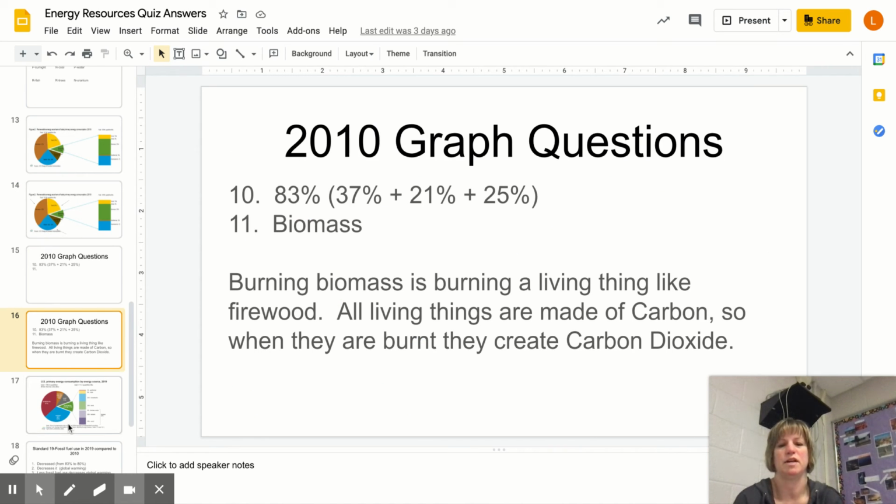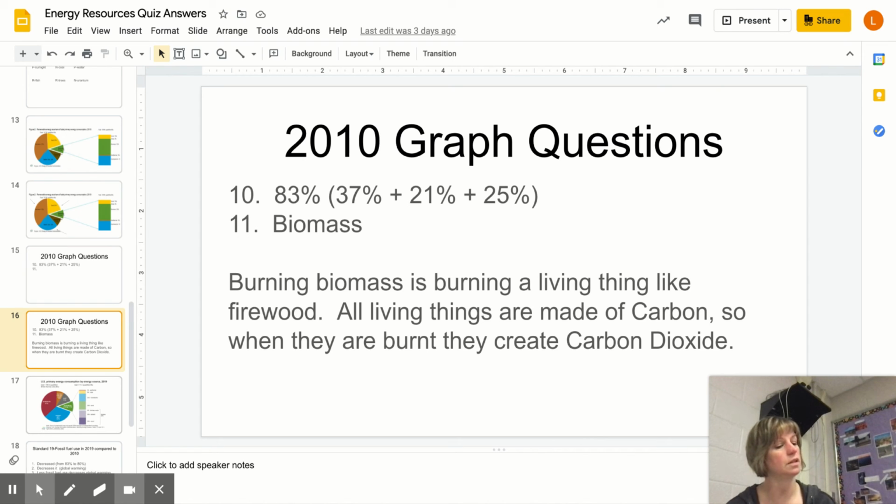So number 11, biomass is burning a living thing like firewood, and all living things are made of carbon. So when they're burnt, they give off carbon dioxide. That's why biomass is very similar, in terms of pros and cons for use, to fossil fuels.